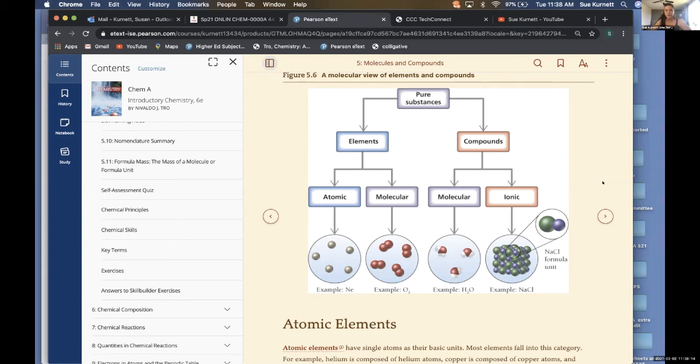What would the overall charge be? -2. So sulfide, because the name changes, has a -2 charge. So there's our anion, and here's our cation.